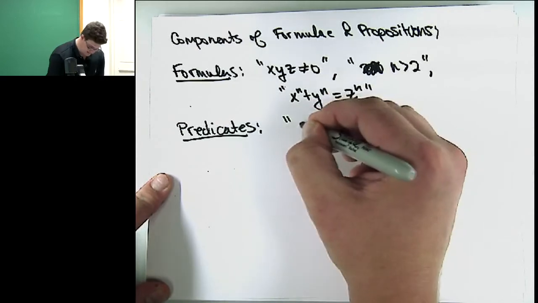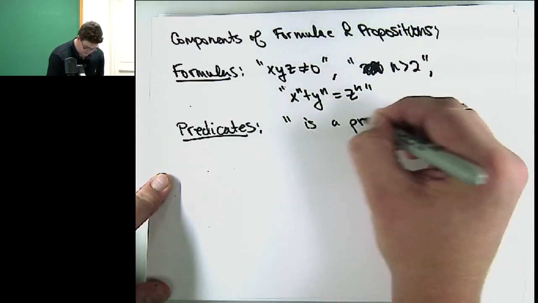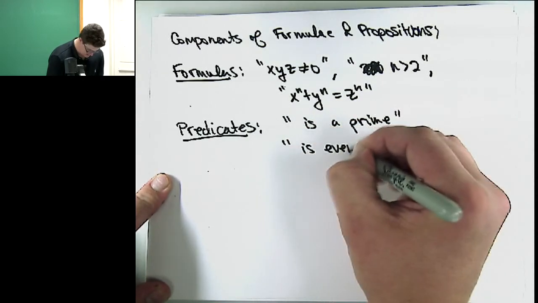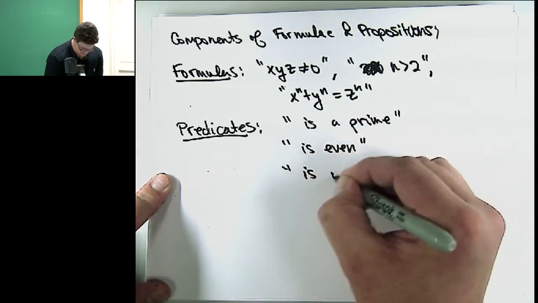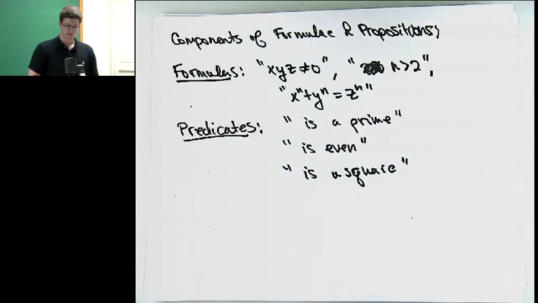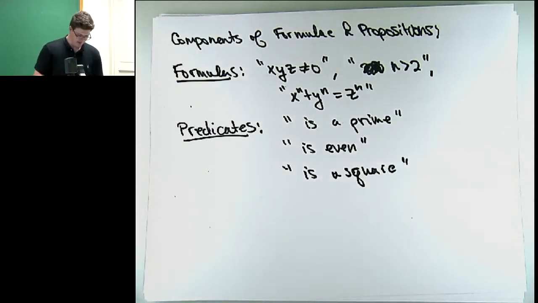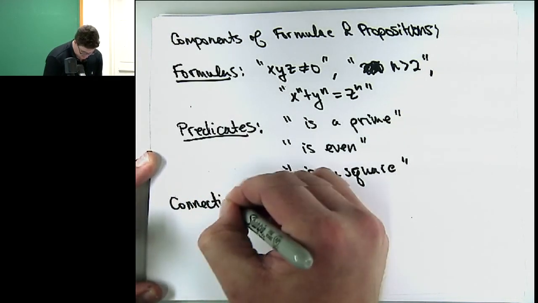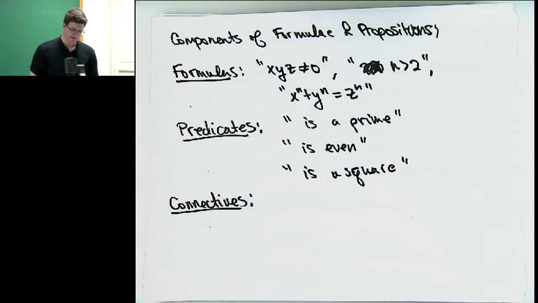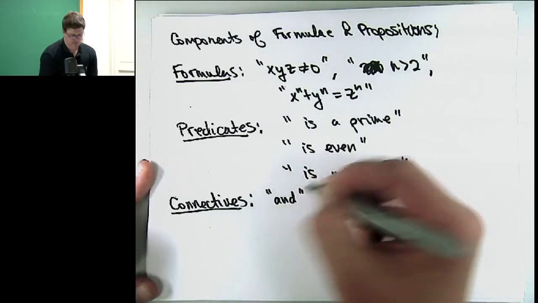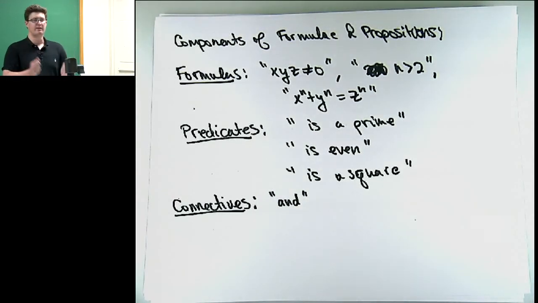Predicates are things like is a prime, is even, is a square, right? So these things, you can take something and plug it into there and get a truth value back. And there's these connectives. So what are the connectives? Connectives are like and. So you can take one proposition, you can take another proposition, you can and them together, and you'll get a new proposition.